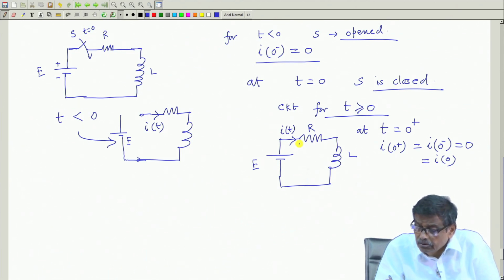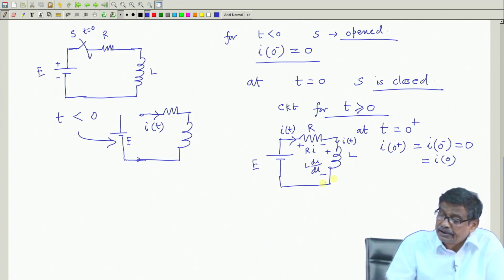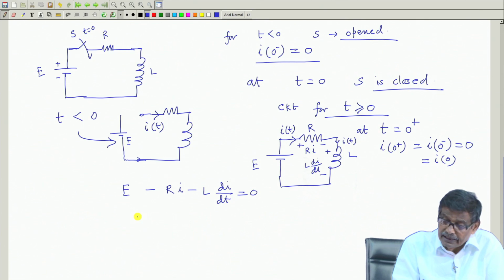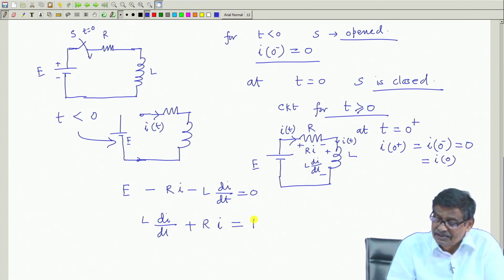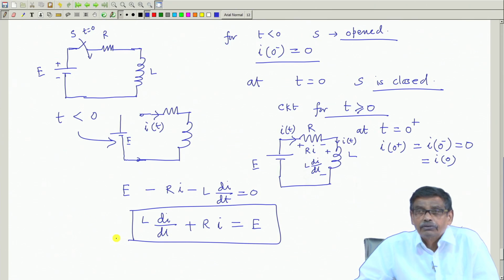I have to write down the KVL equation. We know the terminal relation at any time t. This is i(t). Therefore, the voltage across the inductor is L di/dt, with this polarity. Then you write down the KVL: minus to plus E, then plus to minus R i, then minus L di/dt, and you have come back to the same point, the loop is closed. Then L di/dt plus R i is equal to E. This is the differential equation, first order, with constant coefficients, R and L are constant, E is also constant. So, we will be able to solve it.